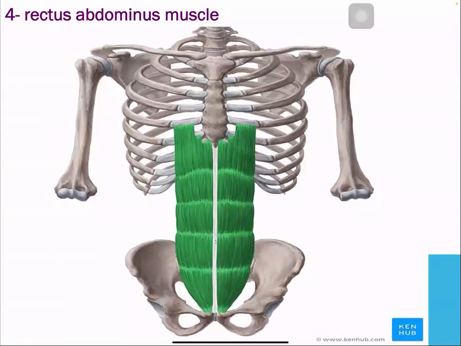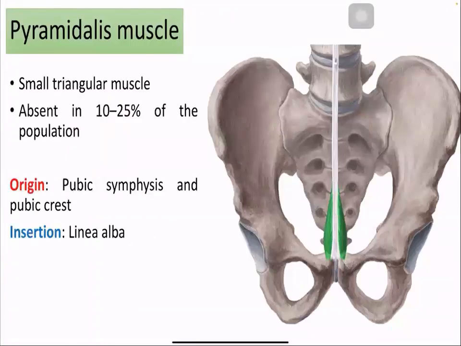The fourth muscle is the rectus abdominis muscle, which is a thick ribbon of muscle lying on either side of the midline, and extends from the costal cartilage of the 5th to 7th rib to the pubic crest. It has 3 to 4 tendinous intersections that are adherent to the anterior rectus sheath. The pyramidalis muscle is a small triangular muscle, absent in 10 to 25% of the population, and originates from the pubic symphysis and pubic crest. Here it originates from the pubis and is inserted into the linea alba.